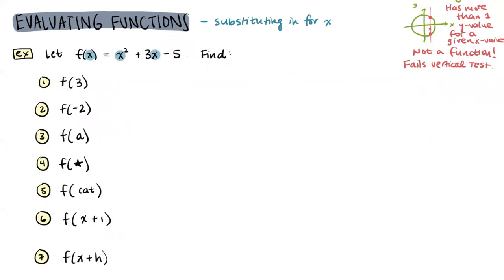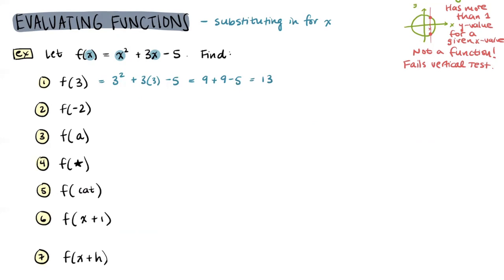So if we plug a 3 into here, this is going to look like, okay, well, we're going to take 3 and plug it in for x. We have 3 squared plus 3 times 3, and then minus 5. Okay, so figuring out what this number is, 3 squared is 9, 3 times 3 is 9, and so this is 18 minus 5, which is 13. And so there's the output associated with the x value, or the input, of 3.